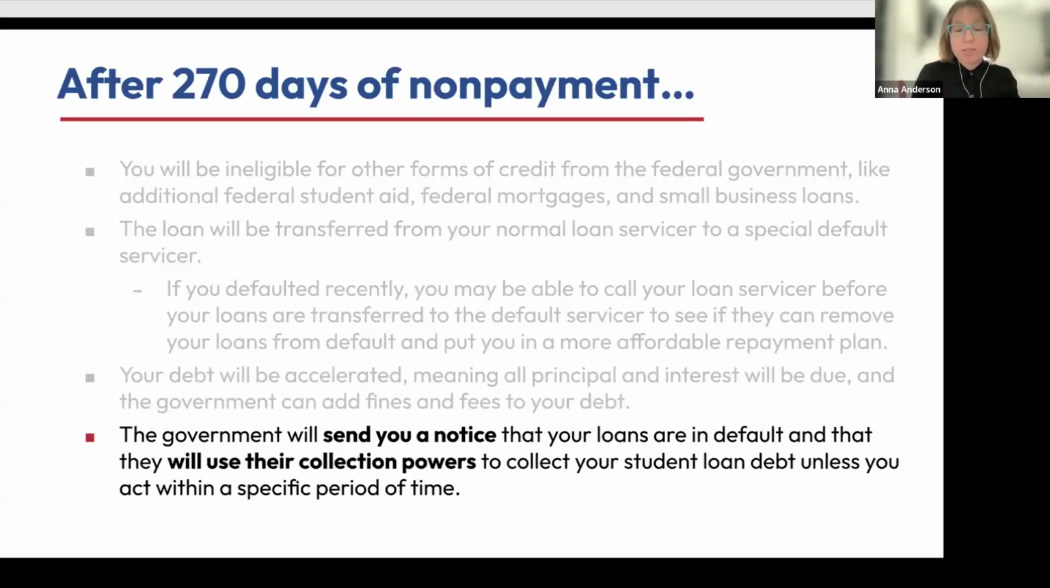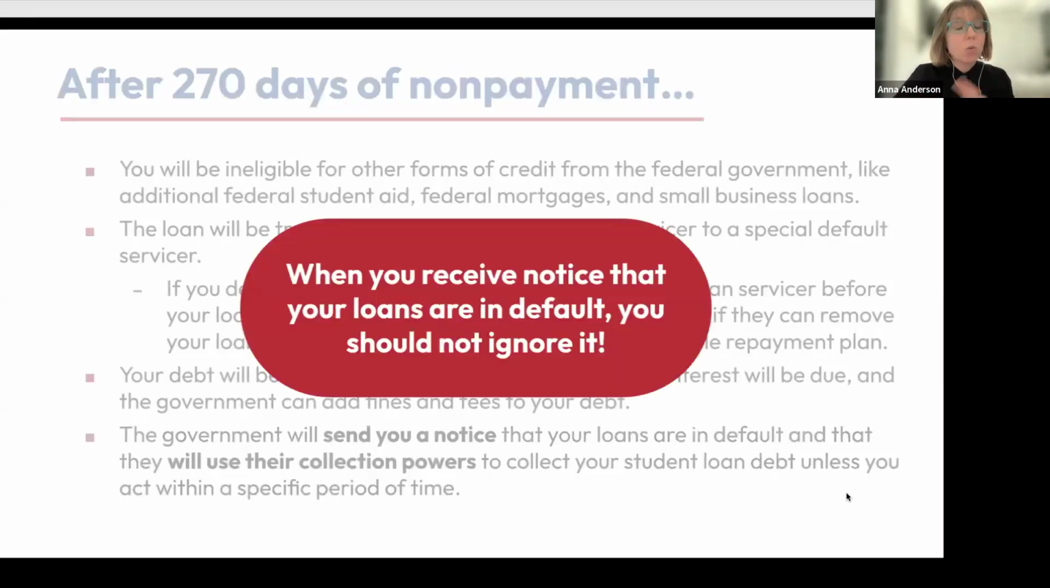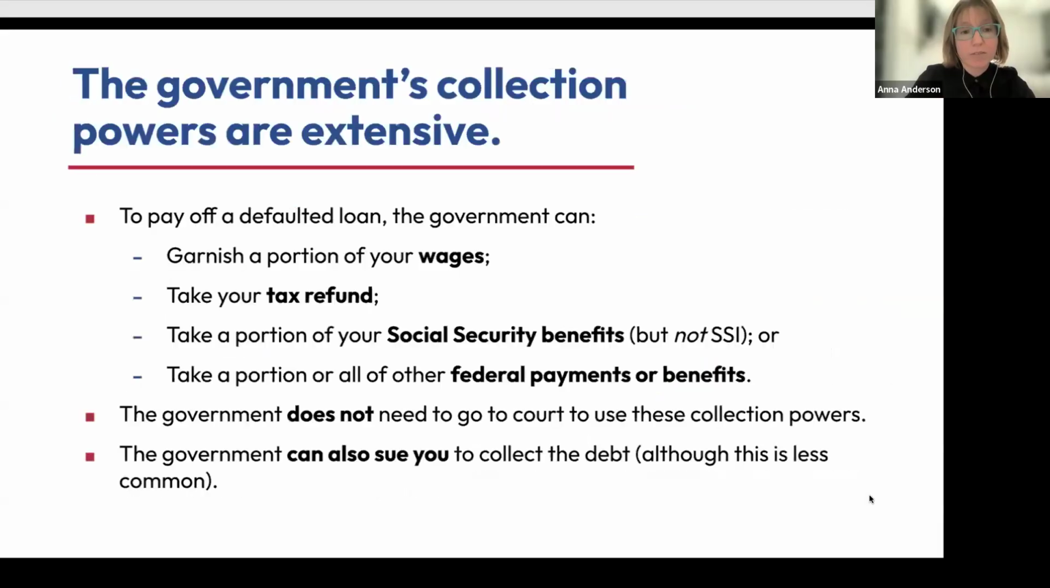Once the government sends you that notice and says that your loans are in default, they can then use collection powers that they have to collect on your student loan debt unless you act within a certain period of time. So when you receive this notice, if you've gotten this notice recently, or if you've received these notices in the past, it's really key that you don't ignore it. It means your loans are in default and you have to take steps now, or you could face some real financial consequences, including collection activity. And the government can do a lot of things to collect on these student loans.